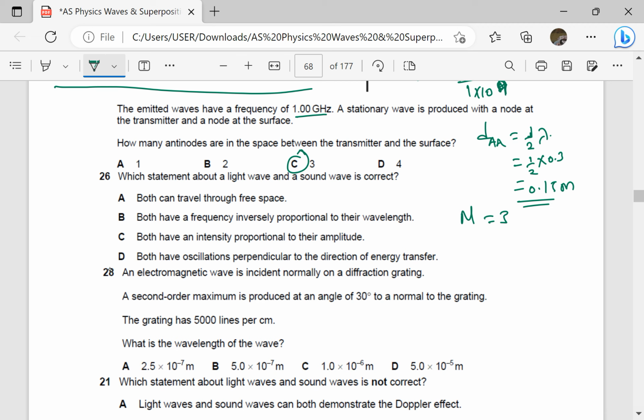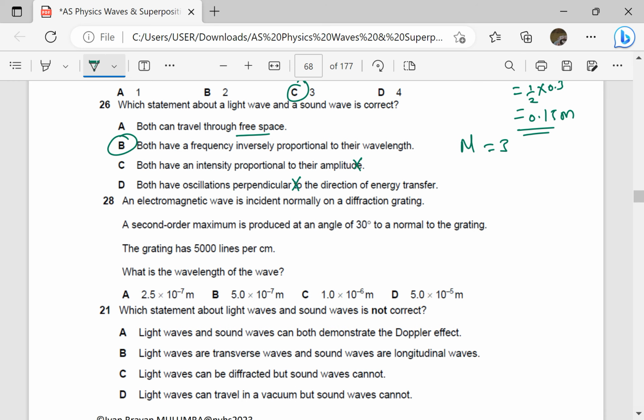Which statement about a light wave and a sound wave is correct? Both can travel through free space. A sound wave cannot travel through free space. It requires a material medium. Both have frequency inversely proportional to wavelength. That is true. Both have intensity proportional to the amplitude. Intensity is proportional to amplitude squared. Both have oscillations perpendicular. No, for sound it is parallel. So the answer is B.